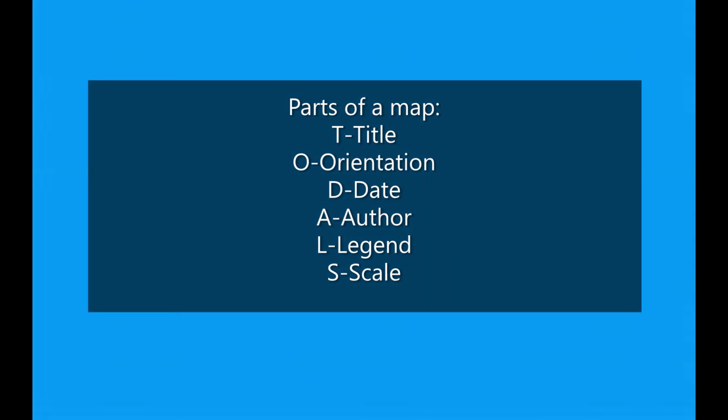Parts of a map. T, title. O, orientation. D, dates. A, author. L, legend. S, scale, also known as totals.